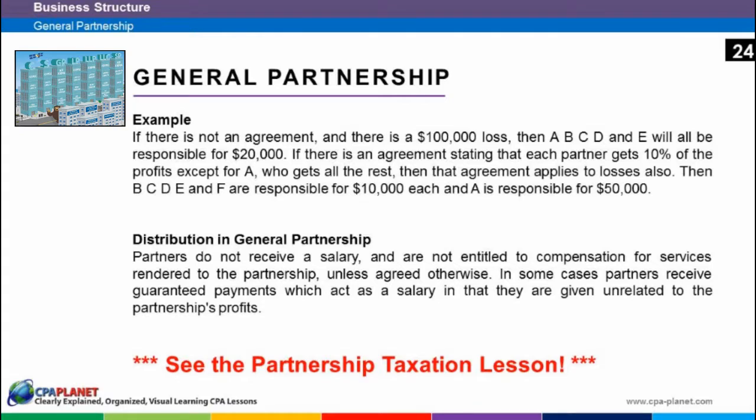Distribution in general partnerships. Partners do not receive a salary and are not entitled to compensation. In some cases, partners receive guaranteed payments, which act as a salary. So they could get a distribution instead of a salary, but not necessarily.